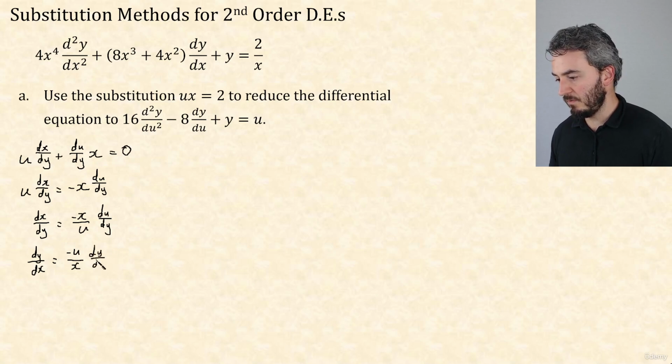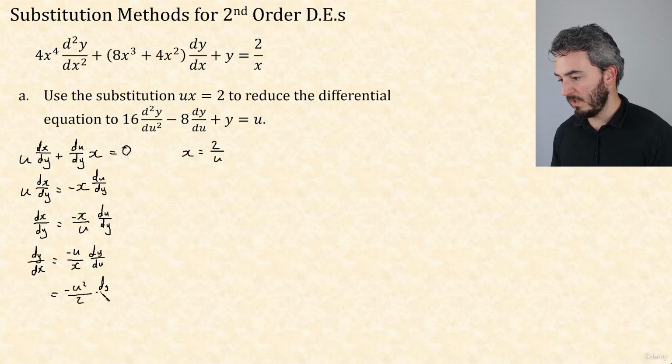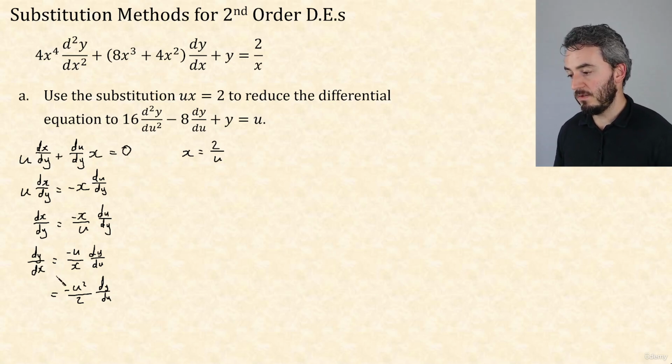Okay, so let's get rid of that x. So rearranging this, we see that x is 2 over u. So if x is 2 over u, or 2u to the minus 1, dividing by x is going to be the same as multiplying by u over 2. So this is minus u squared over 2 dy by du. So that's that bit done. We can replace our dy by dx with this.